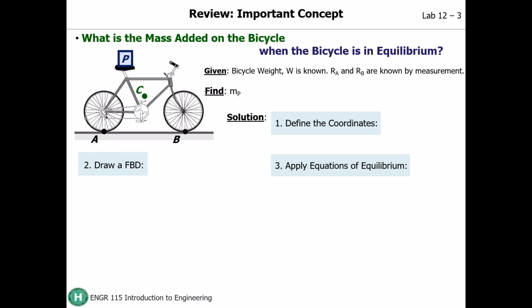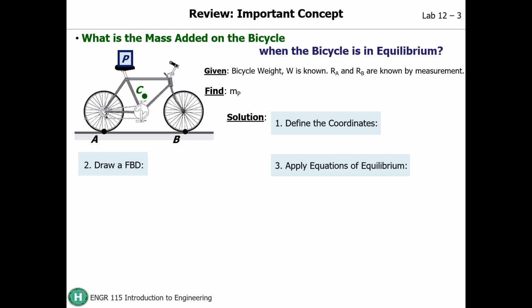In our scenario, let's assume we know the bicycle weight acting on the point C, which is the centroid of the bicycle. In this lab, we're going to measure the reaction forces from the surface to the bicycle body using the force plate, and therefore, let's assume the reaction forces are also known. From all this information, we want to identify the mass of P added on the seat of the bicycle. All right, how to find?